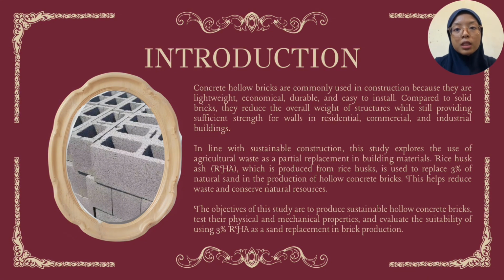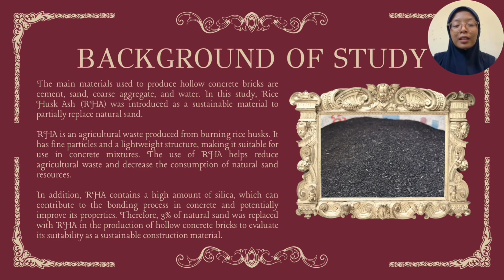The objectives of this study are to produce sustainable hollow concrete bricks, test their physical and mechanical properties, and evaluate the suitability of using 3% RHA as sand replacement in brick production. The main materials used to produce hollow concrete bricks are cement, sand, coarse aggregate, and water. In this study, rice husk ash was introduced as a sustainable material to partially replace natural sand.